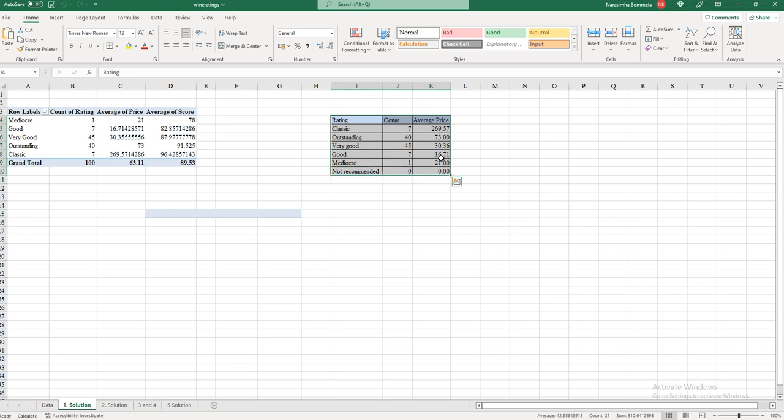Now if we try to arrange it in sort order, if you take it by rating, you can see that seven classic is seven, like that. You can see that based on the alphabetical order, it was given like that. Otherwise, you can sort.